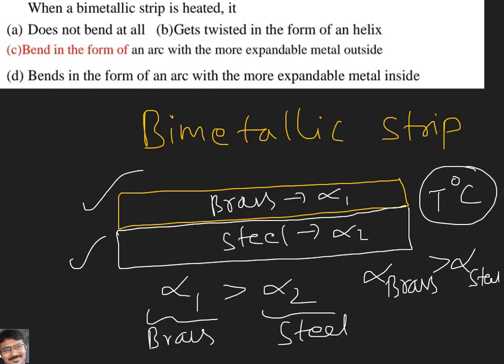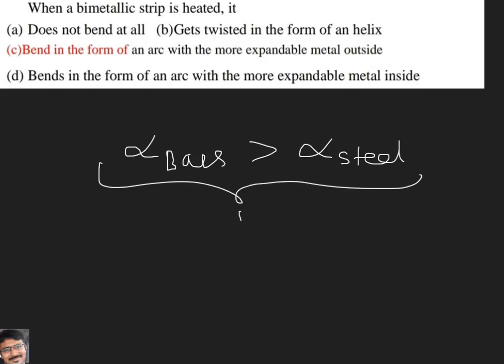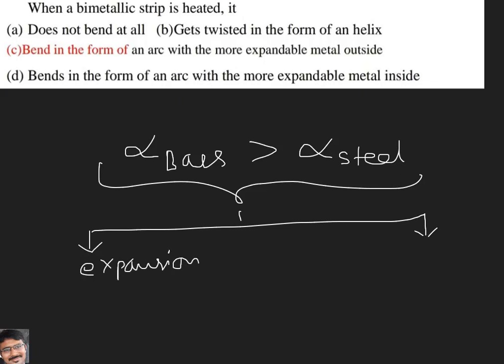So what will happen if brass has more alpha value? What is going to happen? Alpha of brass is greater than alpha of steel. So two things are going to happen: what will happen during expansion and what will happen during cooling. Let me write here, one is expansion, the other is cooling, that is, one is heated and the other is cooled.